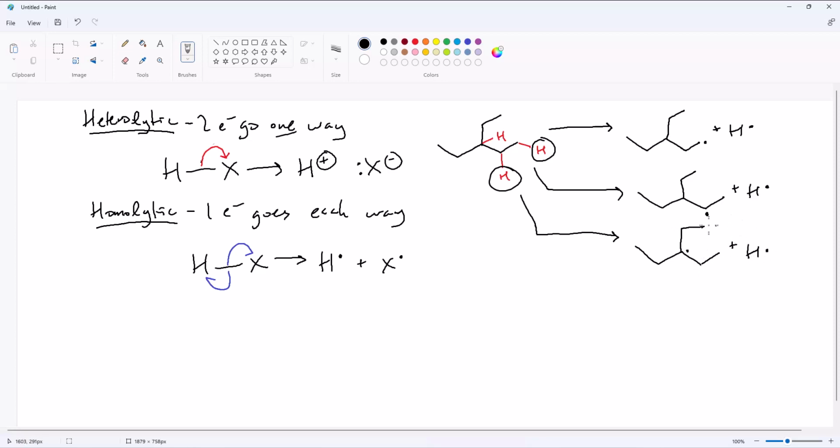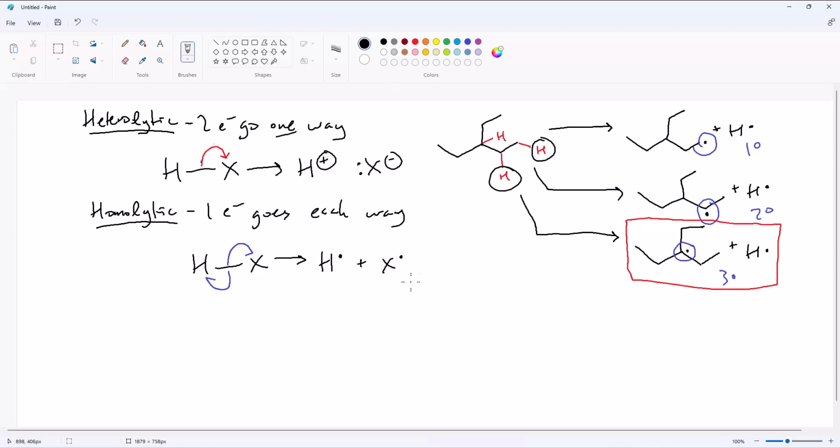To examine which one of these is most likely to happen, we look at the type of radical formed and the stability trends. In the first case, the radical formed is primary. In the second case, we have a secondary radical, and in the third case, a tertiary radical. Primary is less stable than secondary, which is less stable than tertiary. So if we abstract one hydrogen, we would most likely form this tertiary radical, because hyperconjugation stabilizes that radical. This tertiary radical is most likely to form.